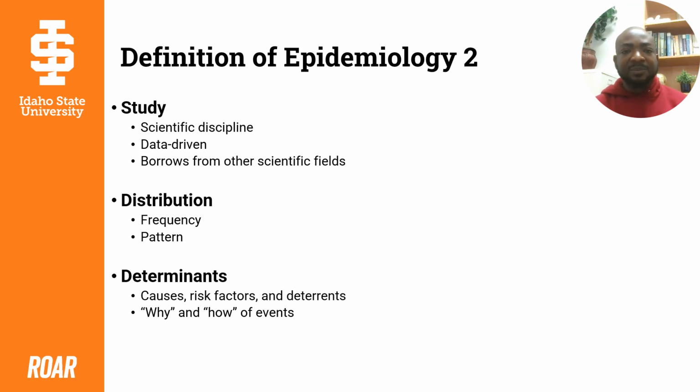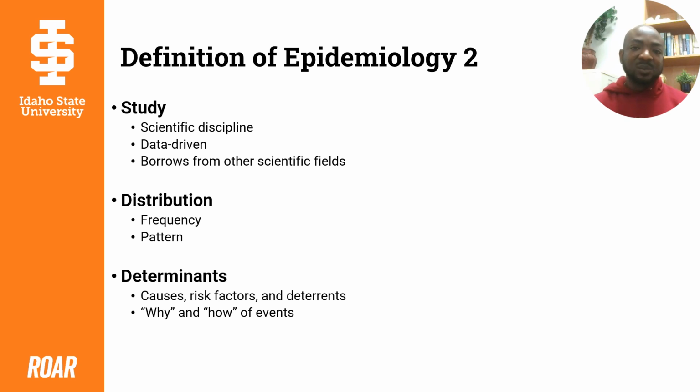Distribution. Epidemiology is concerned with frequency and pattern of health events in a population. Frequency refers not only to the number of health events, such as the number of cases of meningitis or diabetes in a population, but also the relationship of that number to the size of the population. The resulting rates allow epidemiologists to compare disease occurrence across different populations.